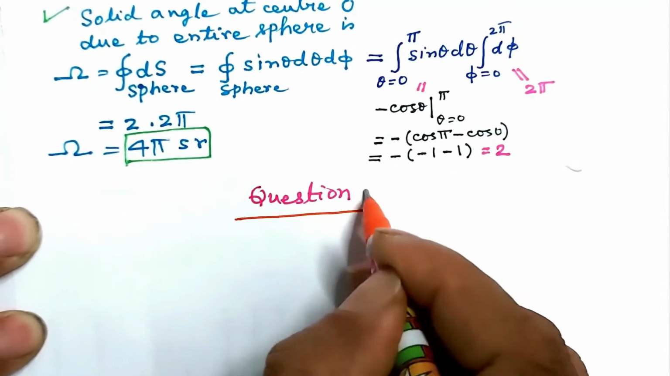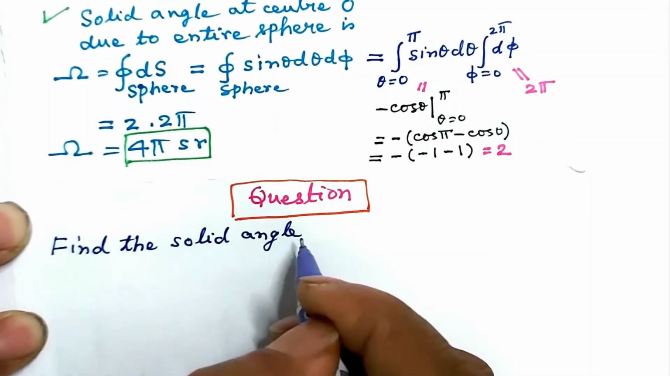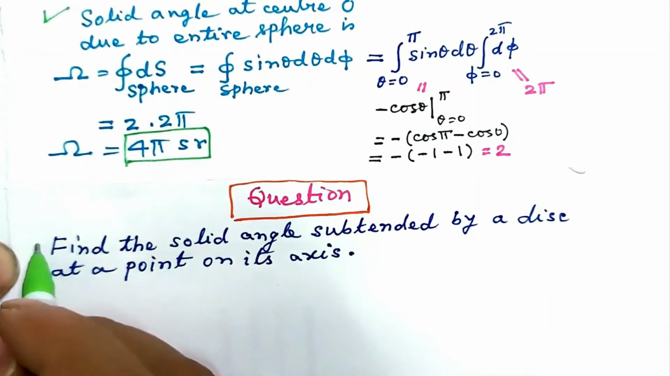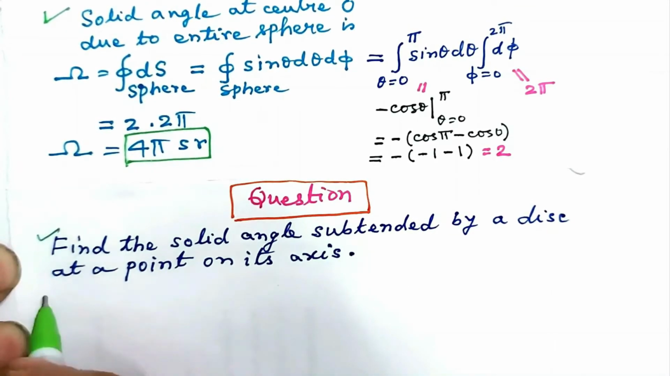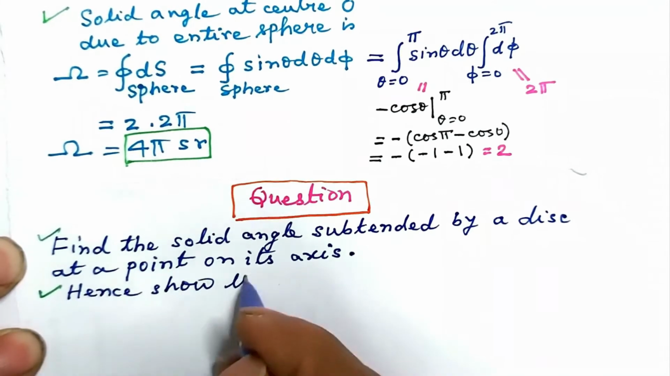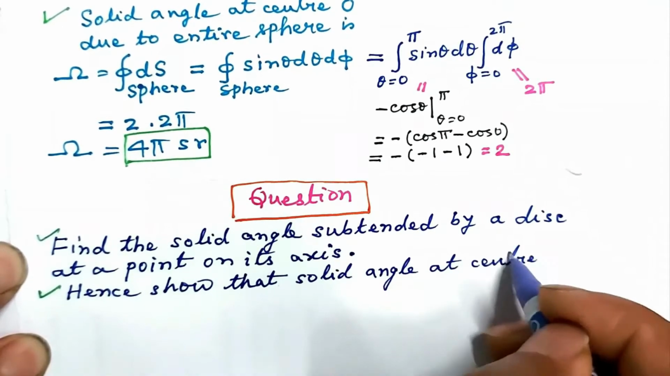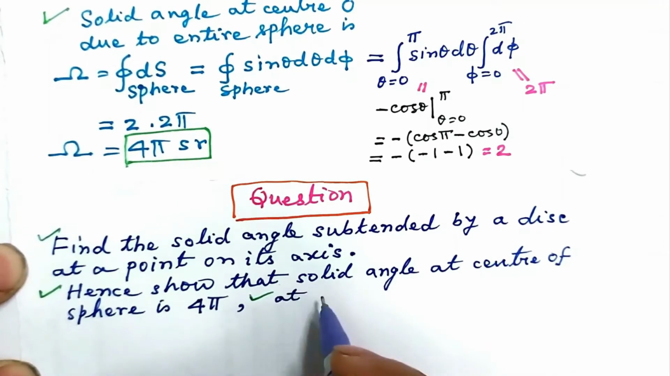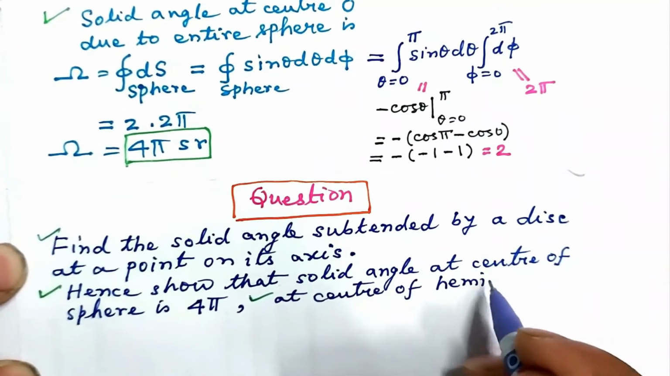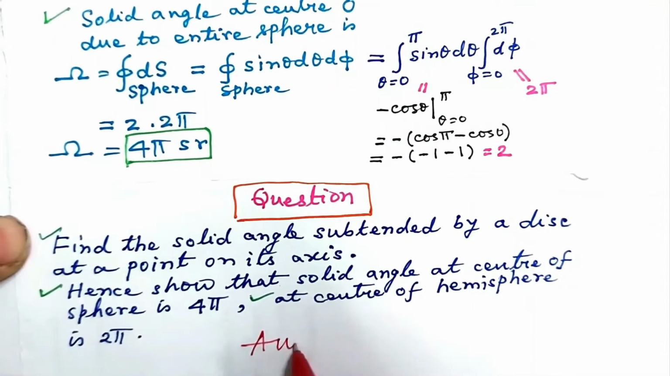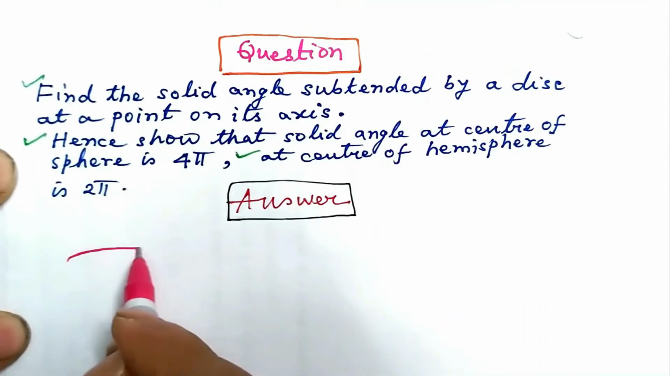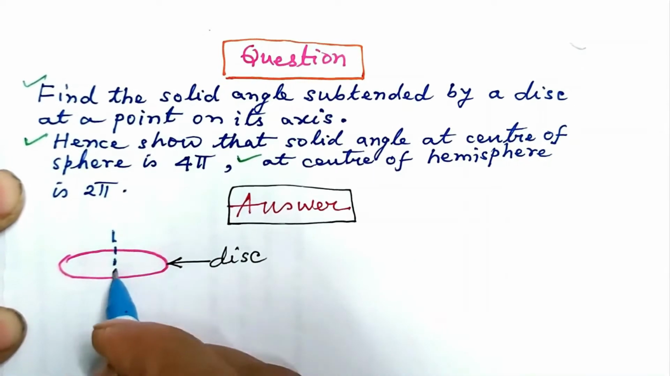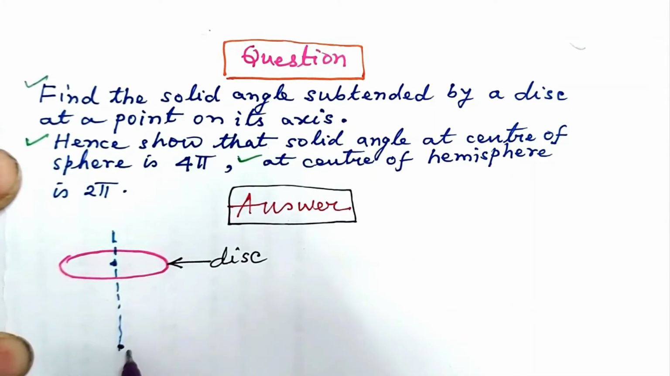Next question. Find the solid angle subtended by a disk at a point on its axis. This is the first question. The second one is, hence show that solid angle at center of sphere is 4 pi. And the third question is, at center of hemisphere it is 2 pi. The answer. This is a circular disk. This is its axis. Let us call this point O.